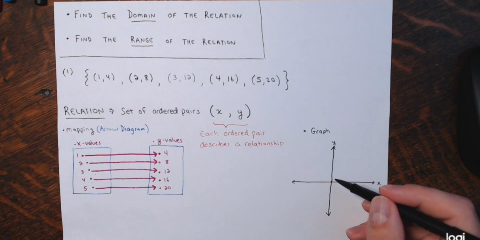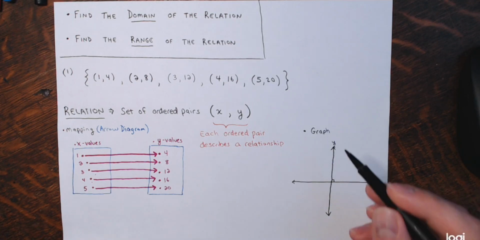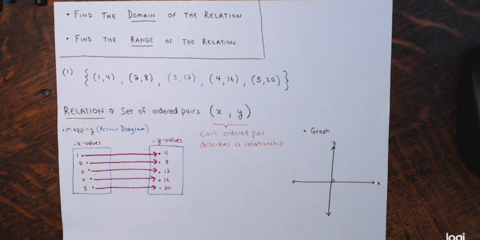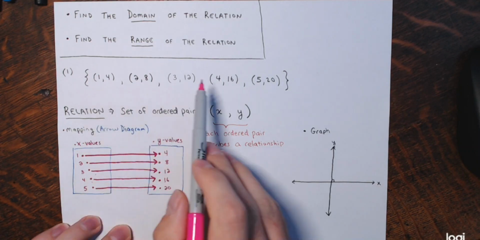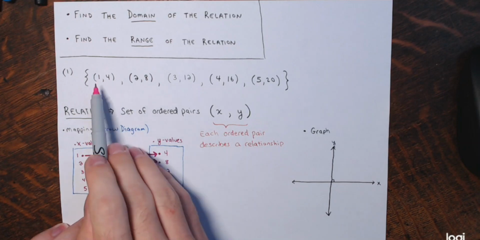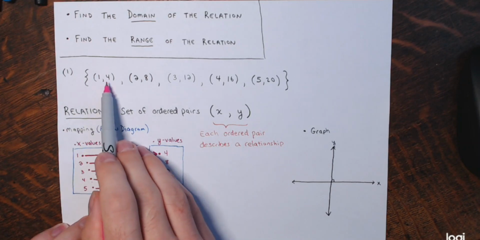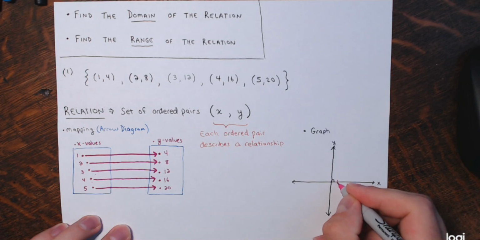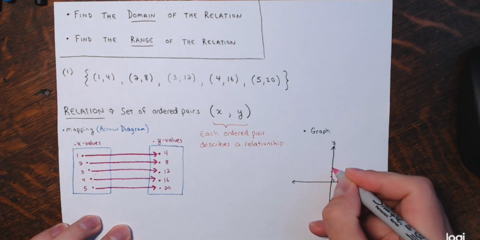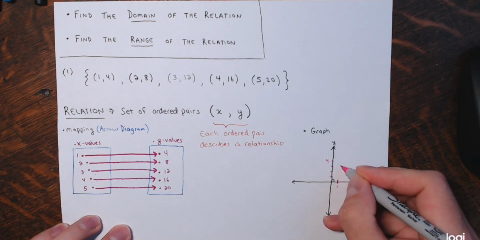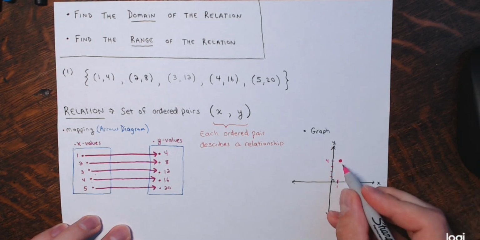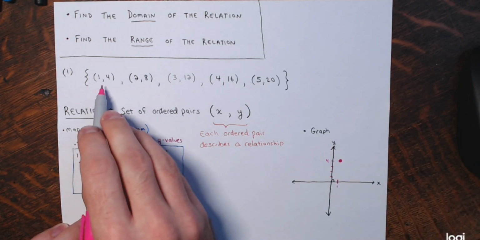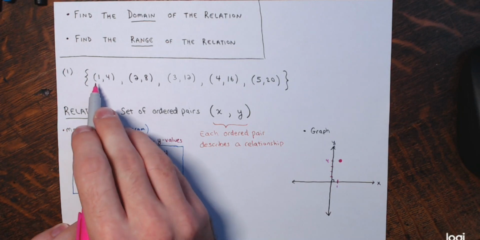Now I'm sorry, this should be a 90-degree angle here. That's a bad hand drawing. What you're doing to represent a relation on a graph is just finding the locations of the ordered pairs. So the first ordered pair, 1 for x, 4 for y, I go to positive 1 on the x, positive 4 on the y, and then I point out that location. There's the ordered pair 1, 4, telling me that 1 and 4 are related, 1 on the x, 4 on the y.